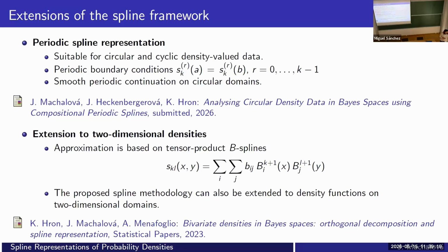And of course, what is very important, that we are able to use the same idea for bivariate density functions. So we use tensor product B-spline, and the zero integral constraint can again be written as a condition on B-spline coefficients, which now means that we have a matrix. So the matrix of coefficients must fulfill some linear condition. This was done in this paper.